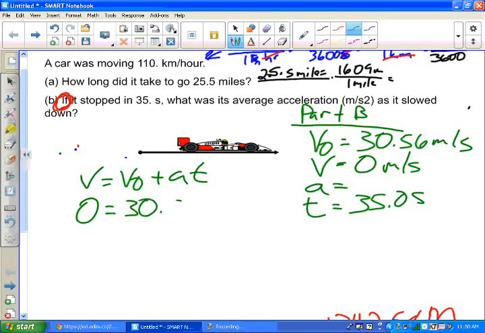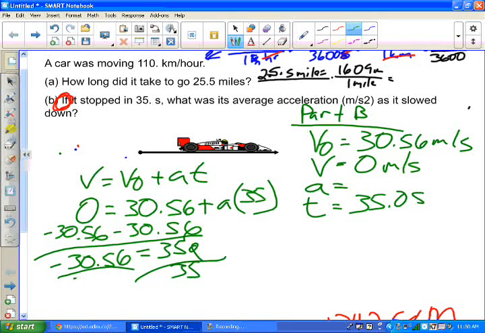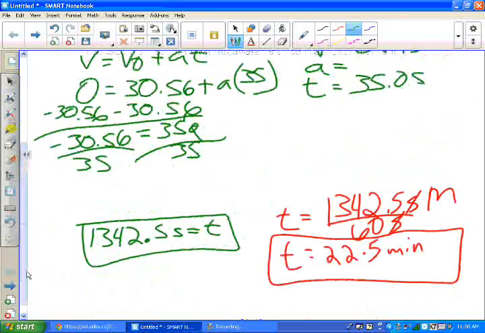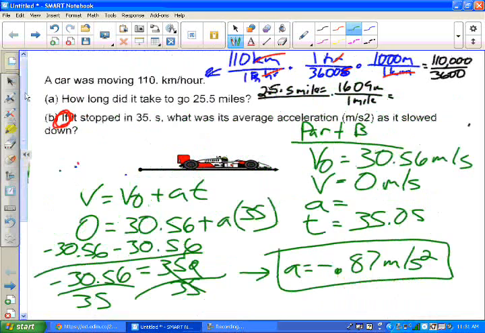Well, that equation is v equals v naught plus a times t. Plug and chug. I'm left with a bunch of numbers and the variable a. Using algebra, I isolate the a. I move the 30.56 to the other side of the equation, then I divide by 35. The 35 cancels, and what I end up with is that a is equal to negative 30.56 divided by 35, or negative 0.87 meters per second squared.